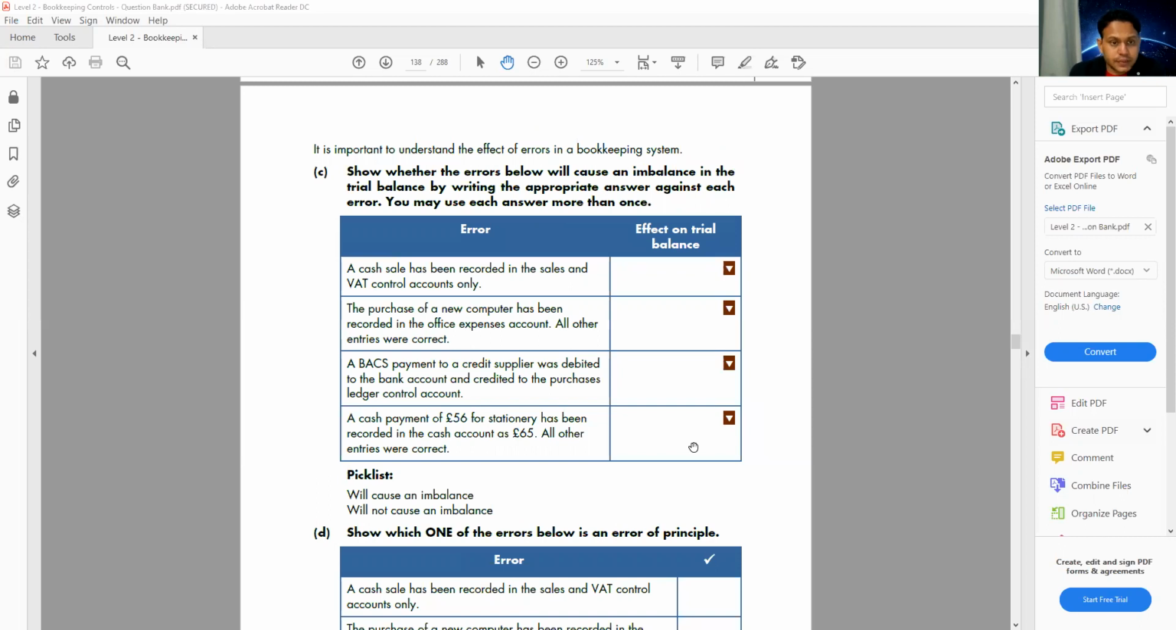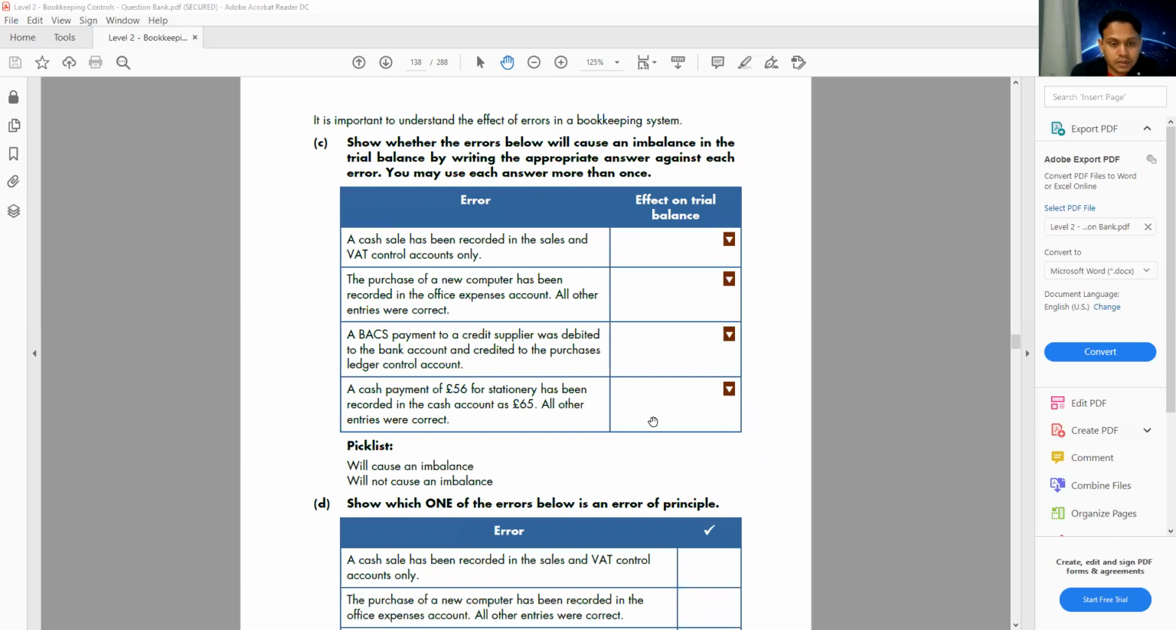On the next section, we have effect on the trial balance. Let's have a look at this question. That question will be really tricky. If you don't have enough knowledge from that chapter, you should read again, because this question will definitely be on the exam and you have to answer it.